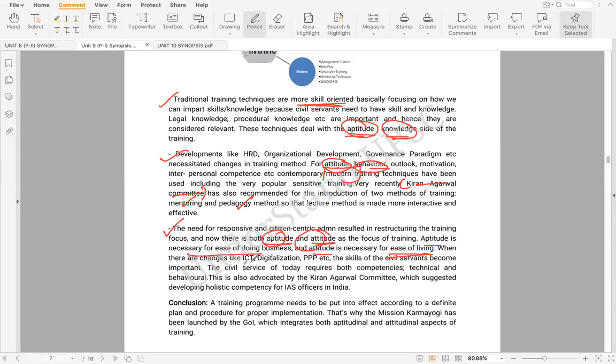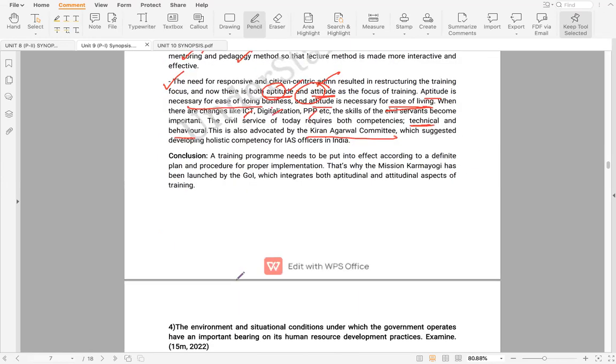When there are changes like ICT, digitalization, triple P, etc., the skills of the civil servants become more important. The civil services of today require both competencies, technical as well as behavioral. This is nothing but aptitude and attitude. This is also advocated by the Kiran committee, which is already discussed. Conclusion: a training program needs to be put into effect according to a definite plan, because again, we know that the question was a step-by-step process. So you need a definite plan or a definite path and procedure for proper implementation.